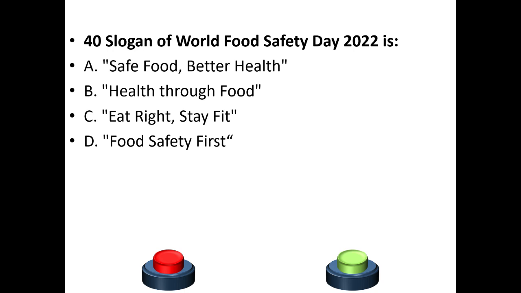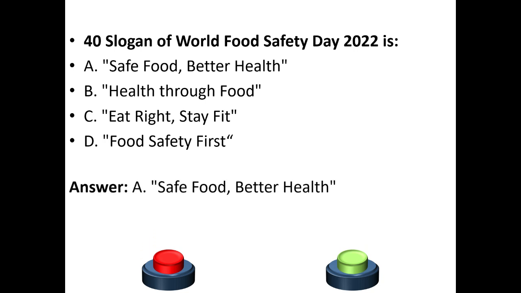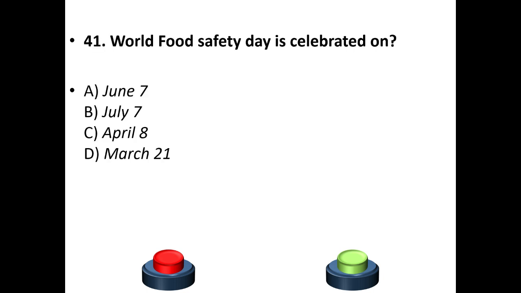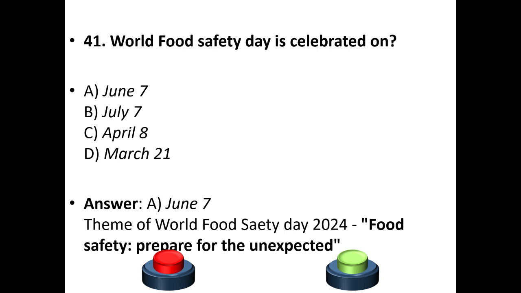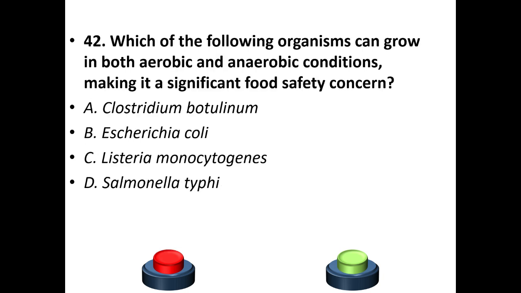40. Slogan of World Food Safety Day 2022 is Safe Food, Better Health, Health Through Food, Eat Right, Stay Fit, Food Safety First. Which is the answer? Your answer is option A. Safe Food, Better Health. Question number 41. World Food Safety Day is celebrated on June 7th, July 7th, April 8th, March 21st. Which is the answer? Your answer is A. June 7th. Theme of World Food Safety Day 2024 is Food Safety, Prepare for the Unexpected.